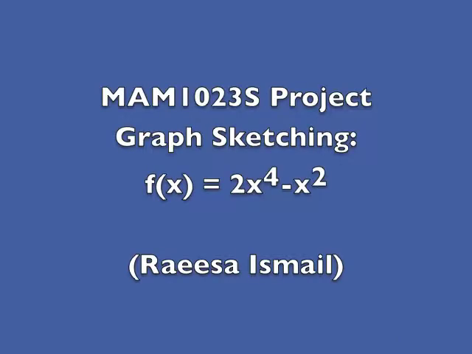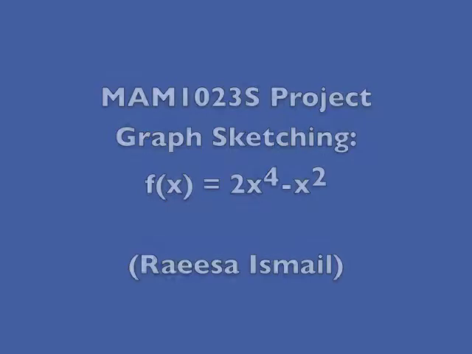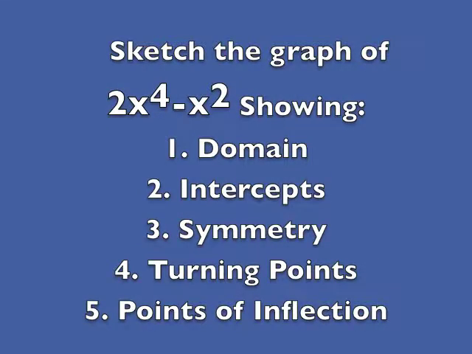Today we are graphing a polynomial for the MAM1023S graphing video project. The question is to sketch the graph of the following function, showing 1, the domain, 2, intercepts, 3, its symmetry, 4, critical points, and 5, inflection points. The function, as you can see, is 2x to the 4 minus x squared.